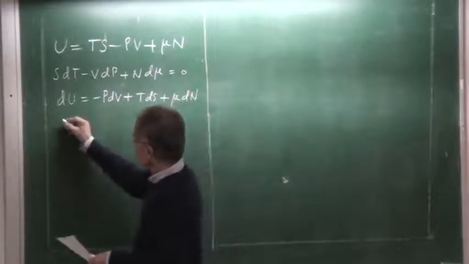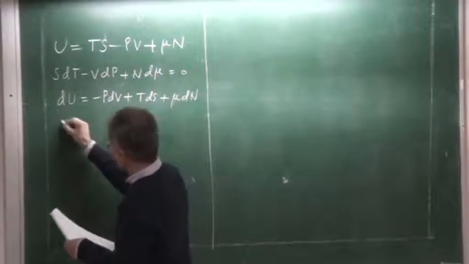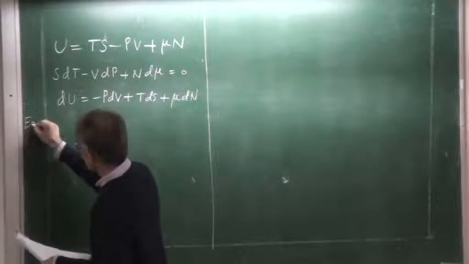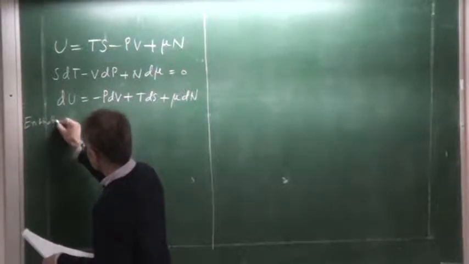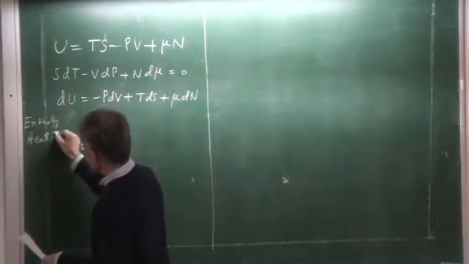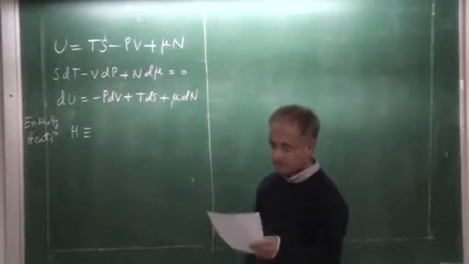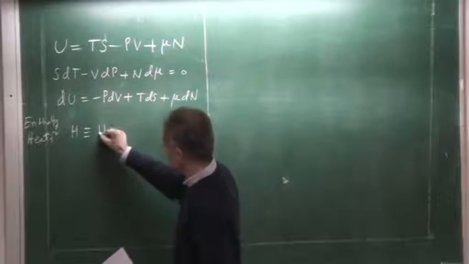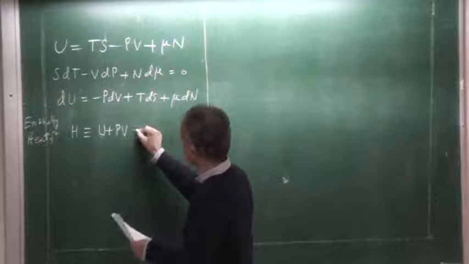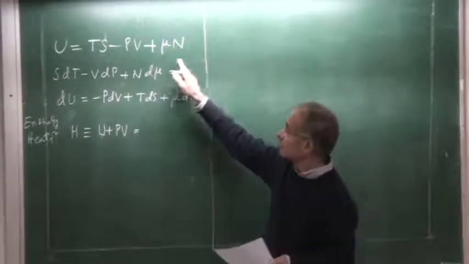These three we already derived, but one also defines the enthalpy, H. It is also called the heat function. Enthalpy or heat function H is defined as U plus PV. And you can see from here it is TS plus mu n.